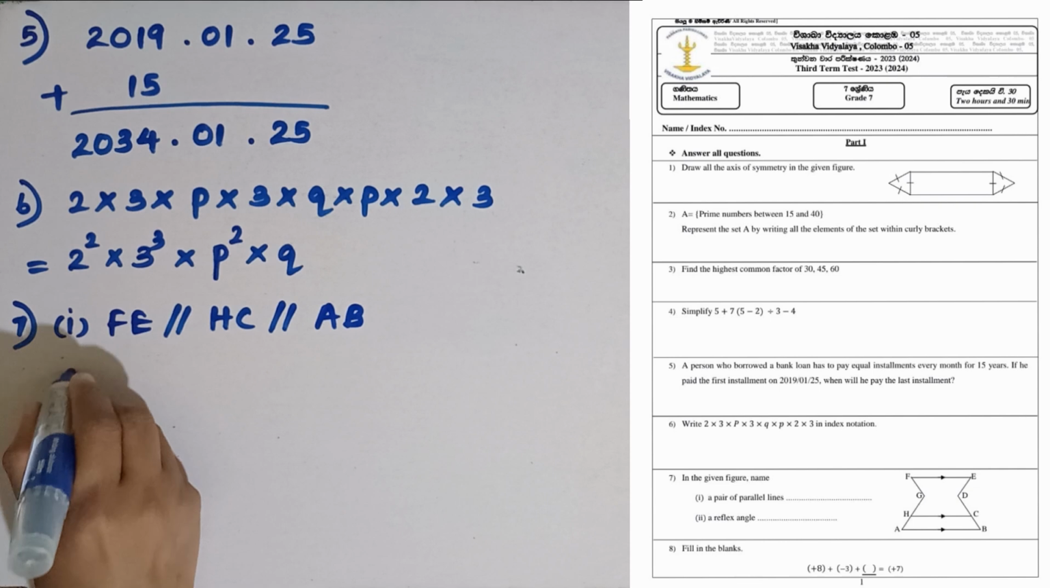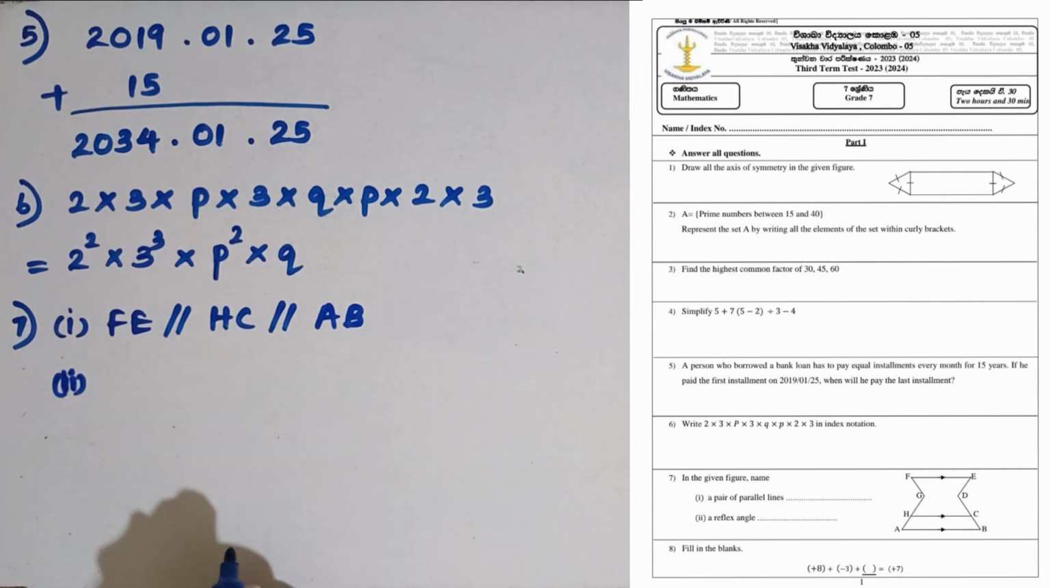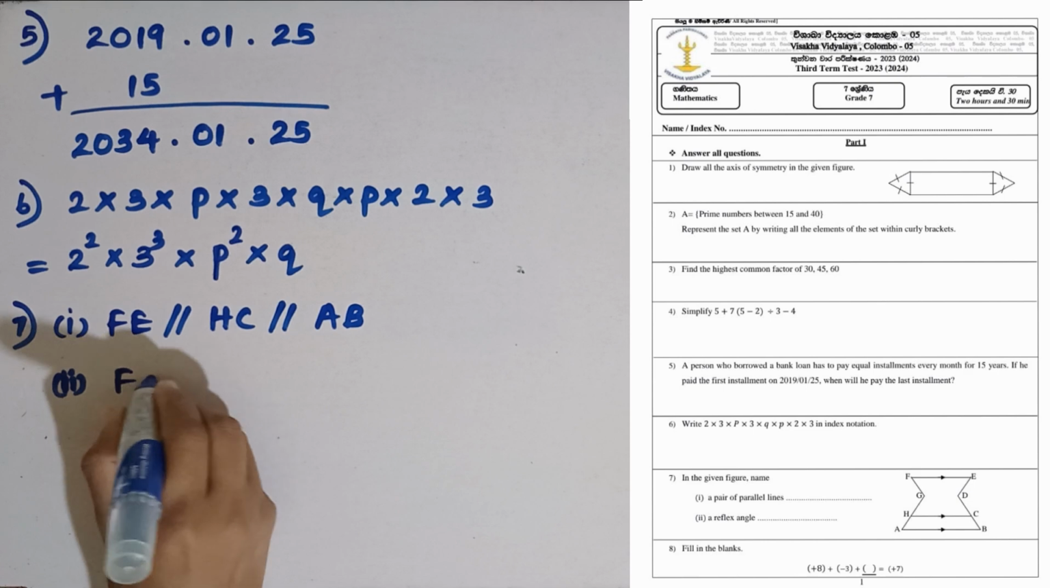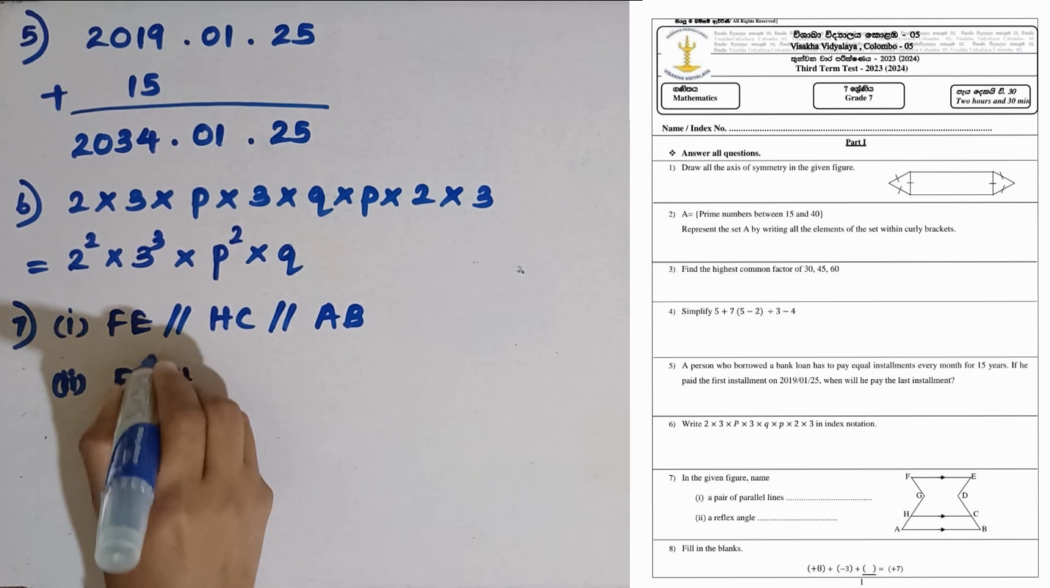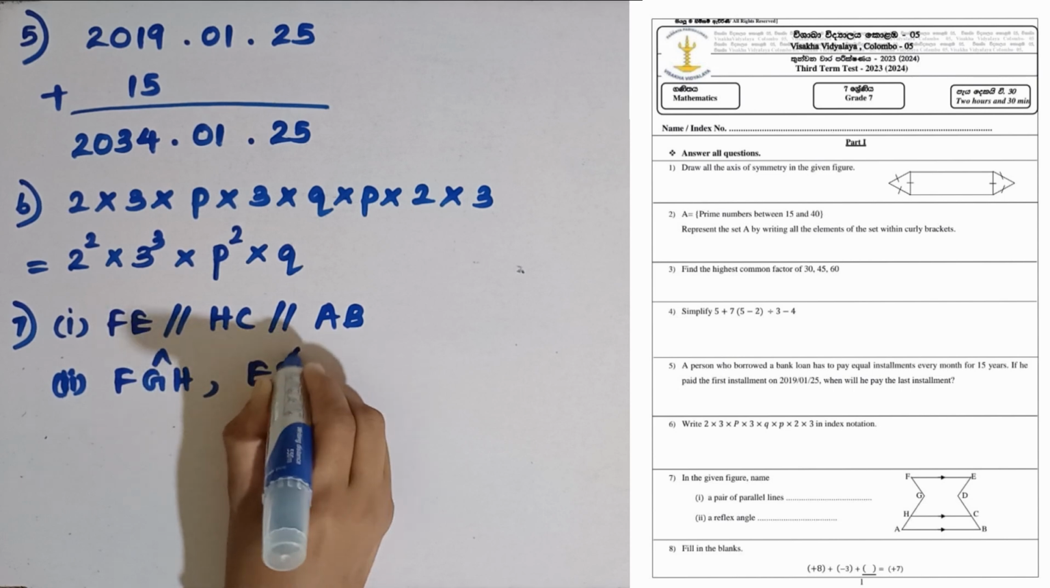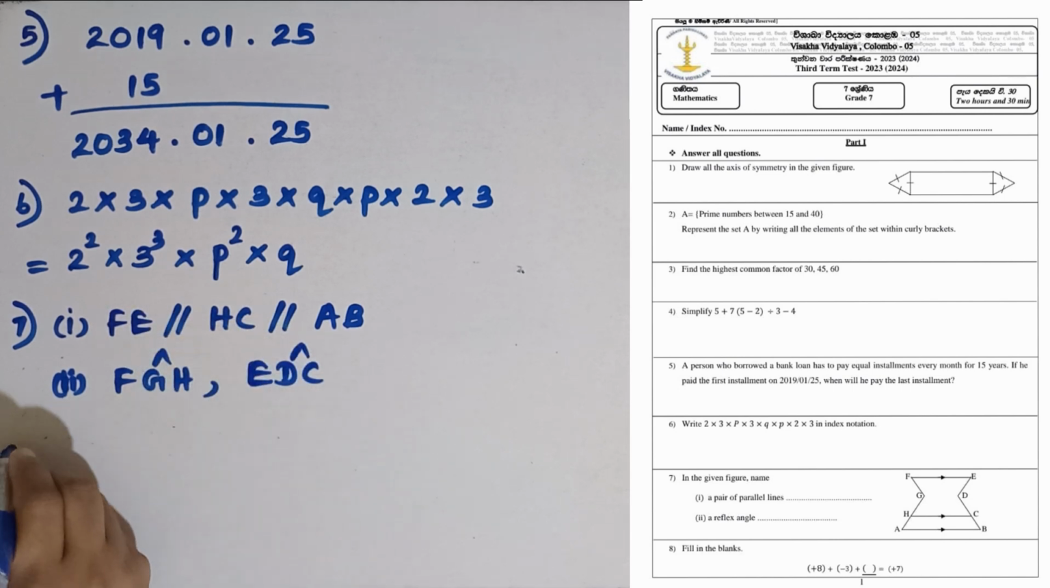Then part 2, a reflex angle. 2 reflex angles are there. One is FGH reflex angle. The other one is EDC. EDC reflex angle. Then question number 8.